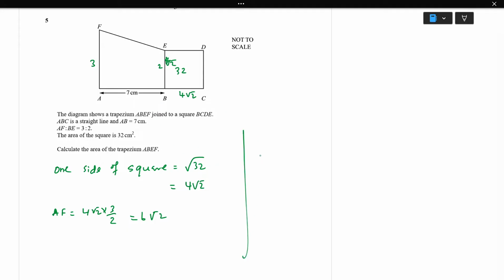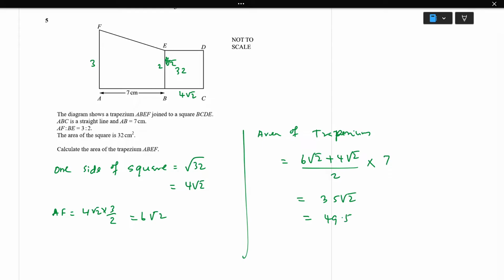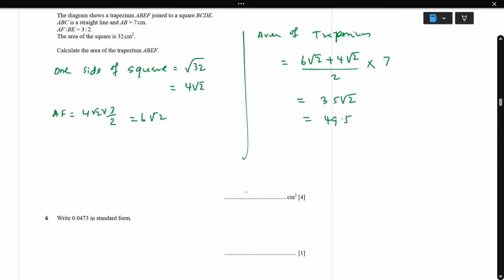So we'll find the area of the trapezium. Area of the trapezium is 6√2 plus 4√2 over 2, the parallel sides, times the height, which is 7 here. So what you will get is 35√2. So the answer is 49.5.